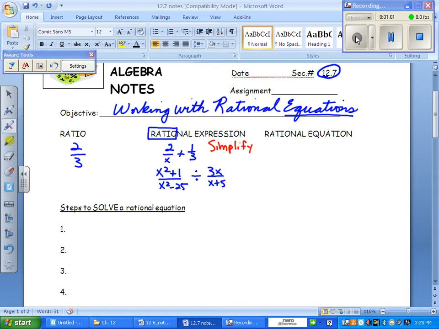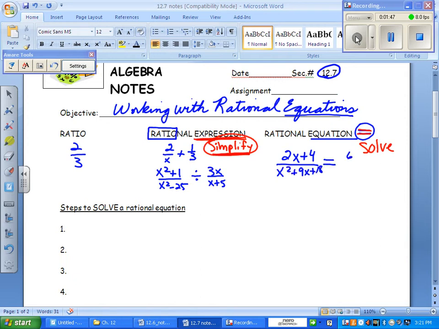So without having directions here, whenever you have an expression, what you do automatically is simplify. So you factor, you reduce, whatever is common. The next topic in this section is rational equations. That has an equal sign, and if it has an equal sign, that is something that you can solve. So make sure when there's an equal sign you solve it. When there's not an equal sign you can't solve it. An example of a rational equation would be 2x plus 4 over x squared plus 9x plus 18 equals 6 over x plus 3.